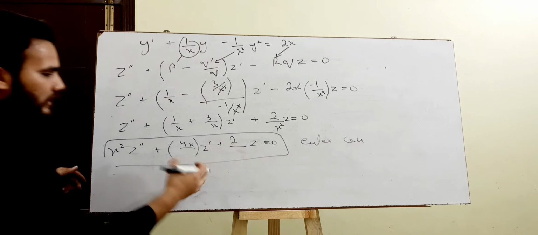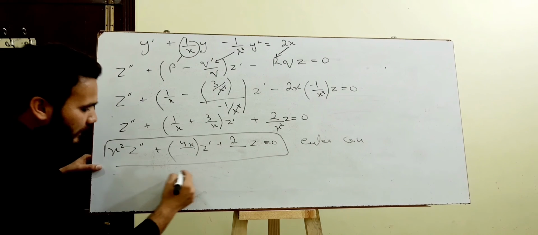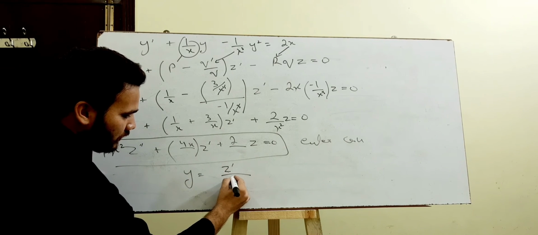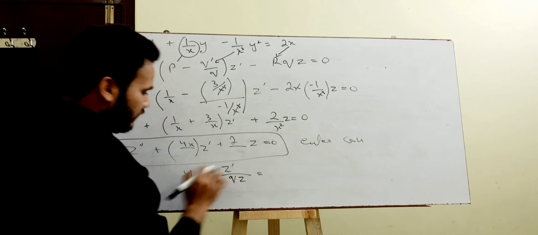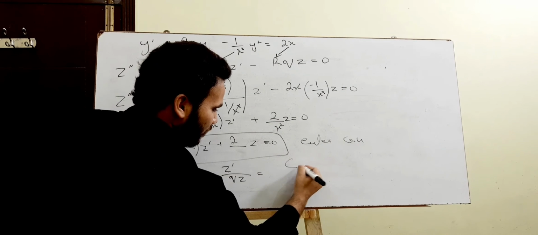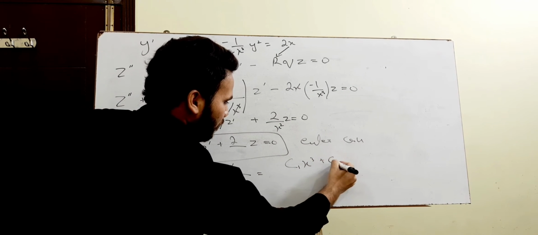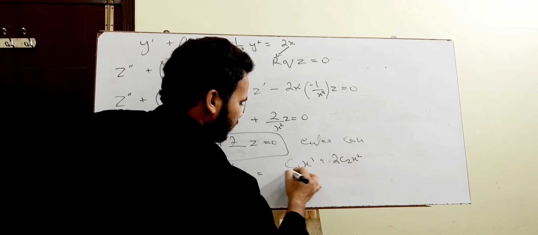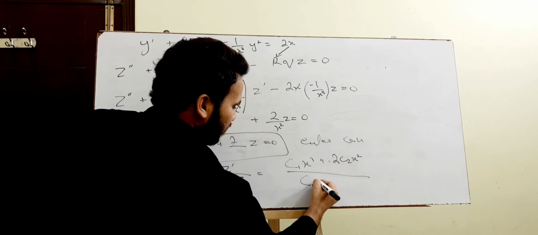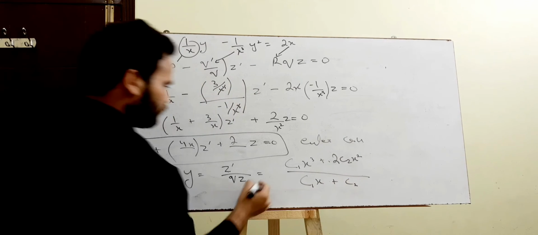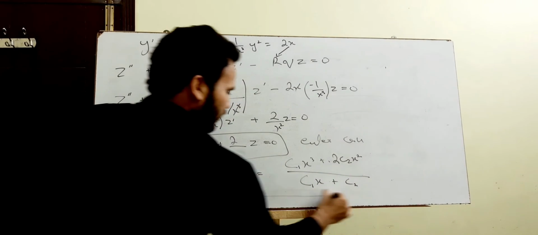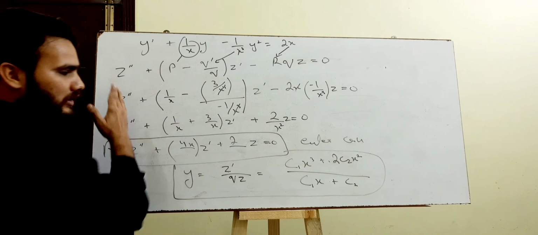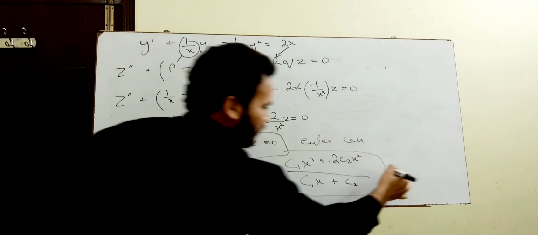We know the way to solve this one, and we will find the result in terms of y, z prime, q, z. This will give us the result (c1 x cube plus 2c2 x square) divided by (c1 x plus c2). Our y will be like this one. So if I'm comparing this y from my previous solution, I can easily say that c2 equals 1.